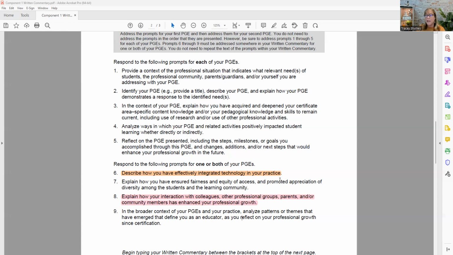Now notice that this question, number 6, is below the line, which means you only have to have it in one of your PGEs. So you don't have to have integrated it in both, or you can have a little sprinkling of it in one and a sprinkling of it in another, and the two sprinklings go together to give what is necessary for the rubric.